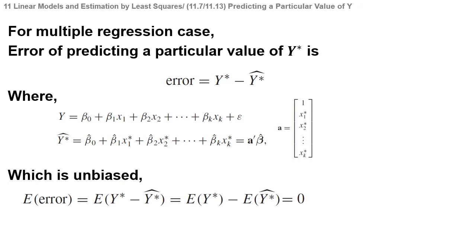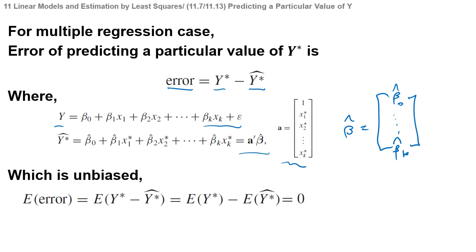Let's move on to the multiple regression case. So the calculation is similar. The derivation for the error is the same. So the error is y star minus y star hat, where y is defined like this, and y star hat is defined as this thing, and a prime is this thing, and beta hat is beta 0 hat, dot dot dot, beta k hat.